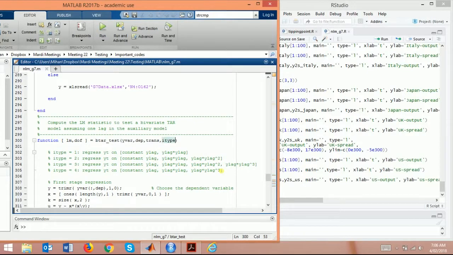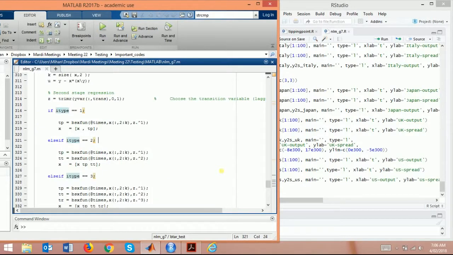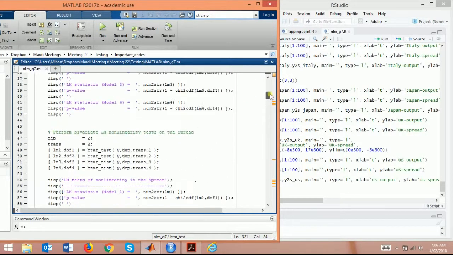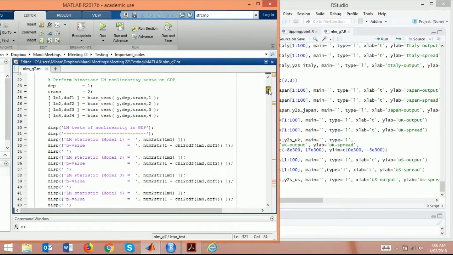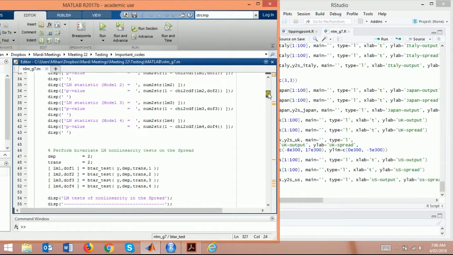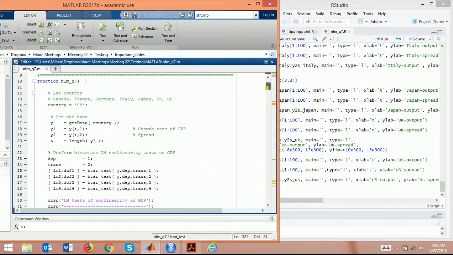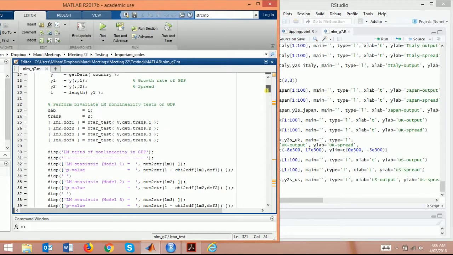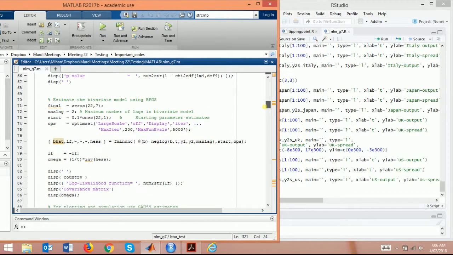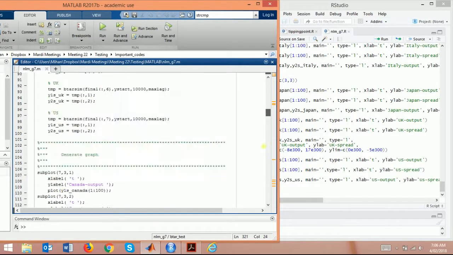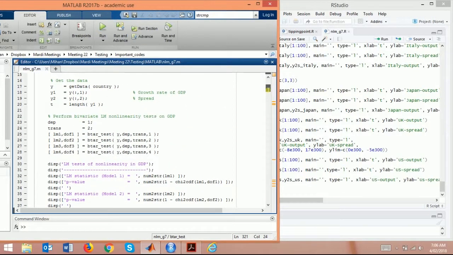We need to create LM statistics, which is a bit difficult, for hypothesis testing purposes. However, this LM statistic for hypothesis testing is important because we are performing the bivariate LM nonlinearity test to begin with, to see which countries' data are linear and which countries' data are nonlinear. Though for our simulation or our model this is not important. We will only use this function to test for linearity and nonlinearity.